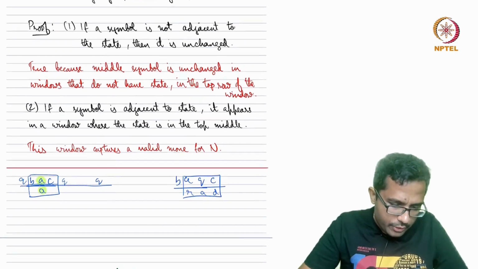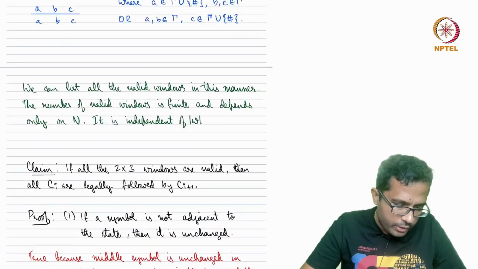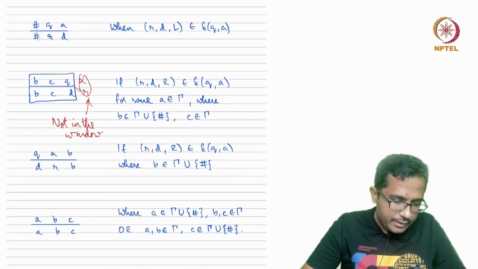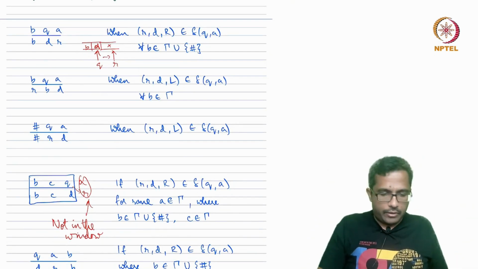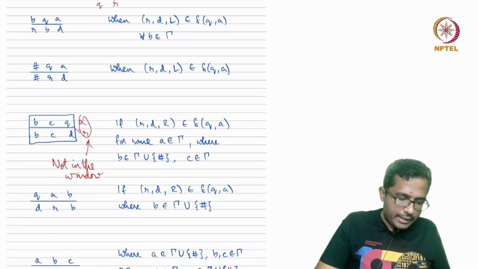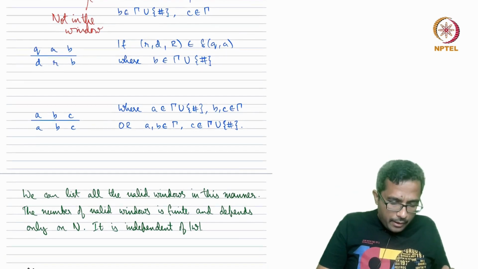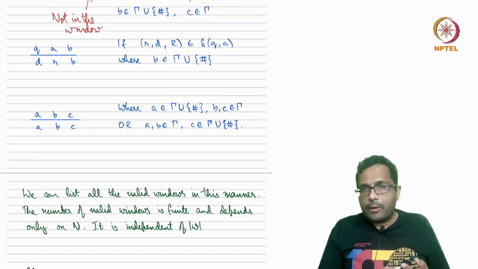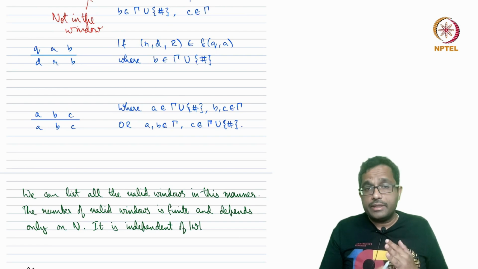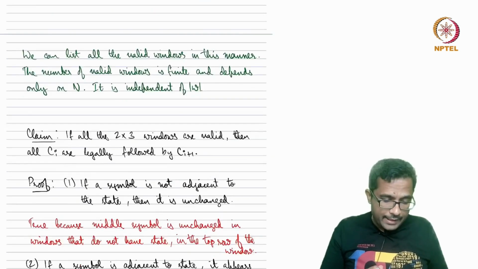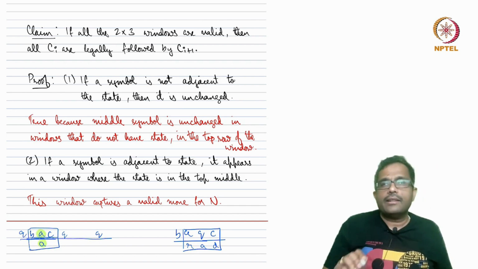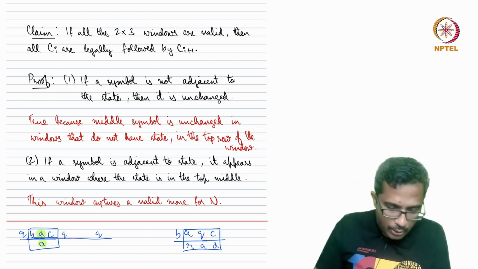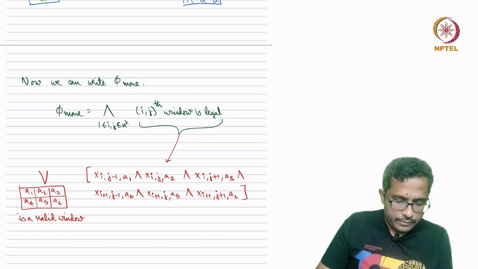So now that this is done, we have told what the possible windows are, or we have given some examples. This is not an exhaustive list, but the list of valid windows is a finite number which only depends on the Turing machine and not on the input. And second, this claim says that it is enough to check all the 2x3 windows, right? So now we can write down the phi move.